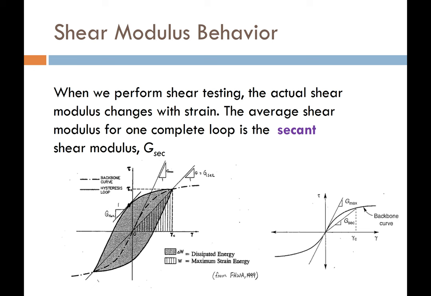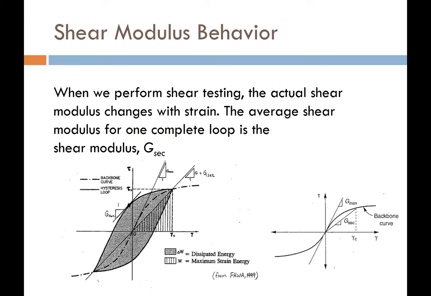Now let's contrast that with what we call G max, the maximum shear modulus. This is the shear modulus of the soil at its initial state, when the soil is still behaving elastically. And so it represents the steepest slope and the most elastic point of the soil. No other point of the backbone curve is going to have a steeper slope than that associated with G max. And again, just remember that G max represents the elastic behavior of the soil at very, very low strains.